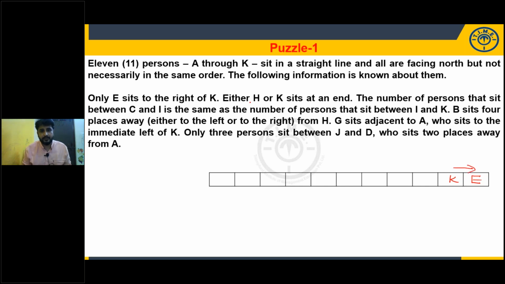Either H or K should be at the end. K cannot be at the end, so H should be at the end. Already in one of the ends we have E, so at the other end we will have H.